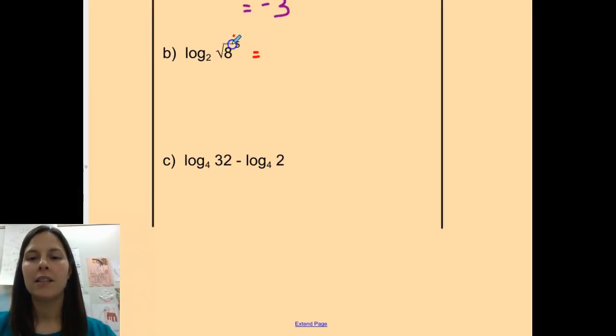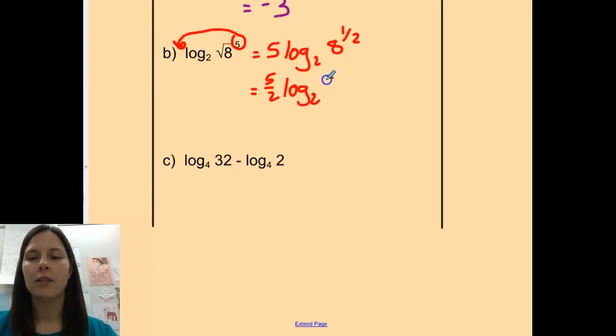For part B, I see this power. I'm going to rewrite that as a coefficient. So we have 5 times log base 2 of 8, and now I can write that 1/2 as a power as well. So I'm going to take that 1/2 and multiply it by my 5, and then I can evaluate log base 2 of 8, which is 3. So 5/2 times 3, for some of you that really aren't a fan of fractions, putting that 3 as 3 over 1 may help you get this multiplied straight across as 15/2.